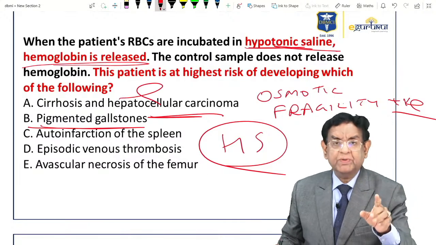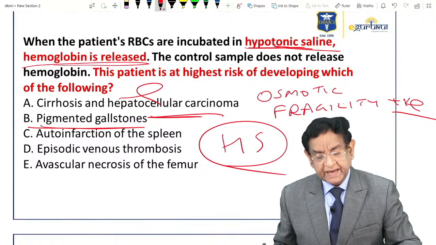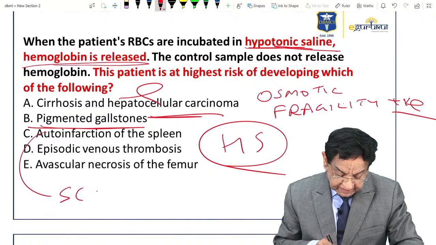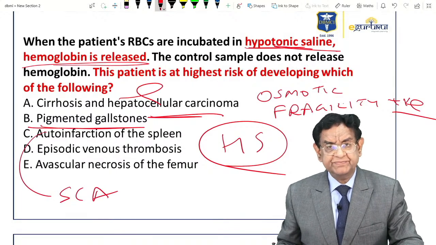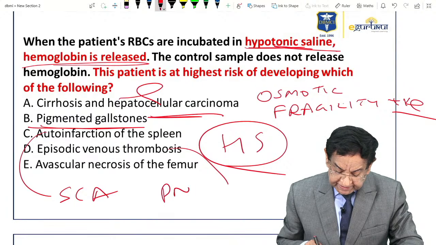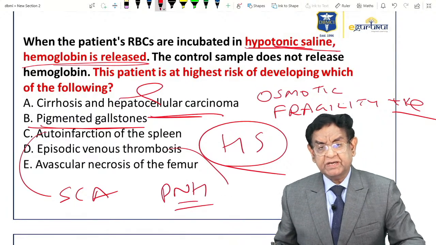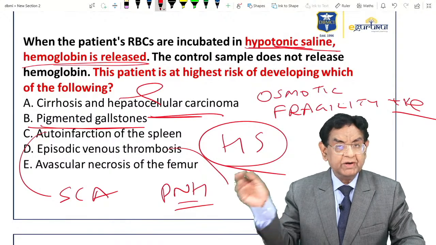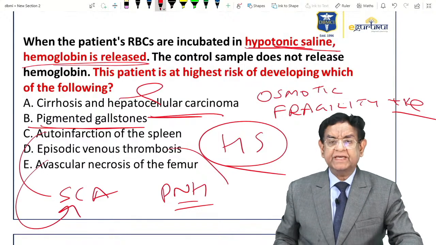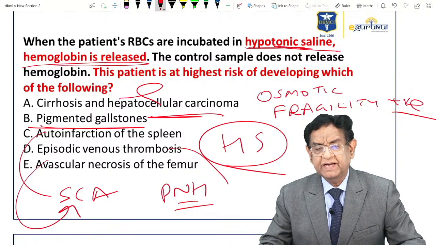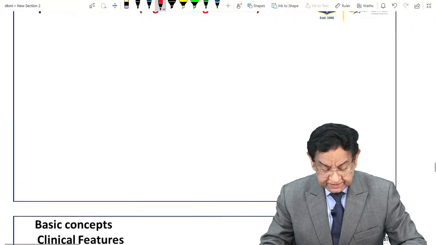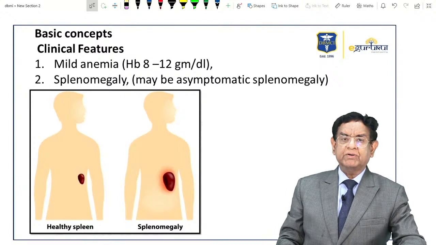Cirrhosis and hepatocellular carcinoma are not a complication of hereditary spherocytosis. Autoinfarction of spleen is seen in sickle cell anemia, not in hereditary spherocytosis. Episodic venous thrombosis, this we see in PNH, paroxysmal nocturnal hemoglobinuria, not in hereditary spherocytosis. Avascular necrosis of femur is again seen in sickle cell anemia, not in hereditary spherocytosis. So the answer is C.